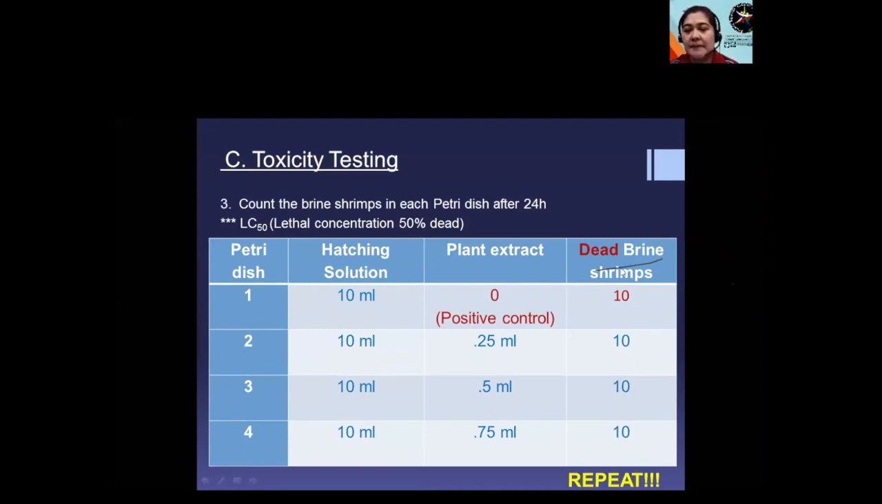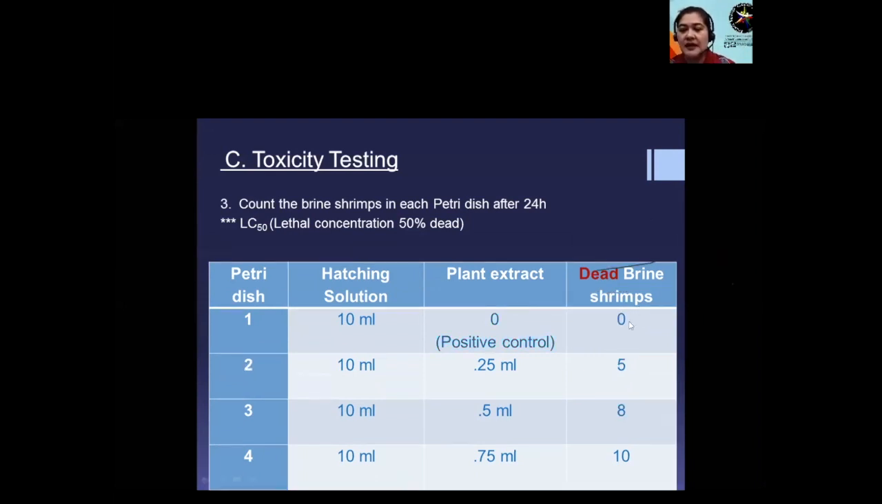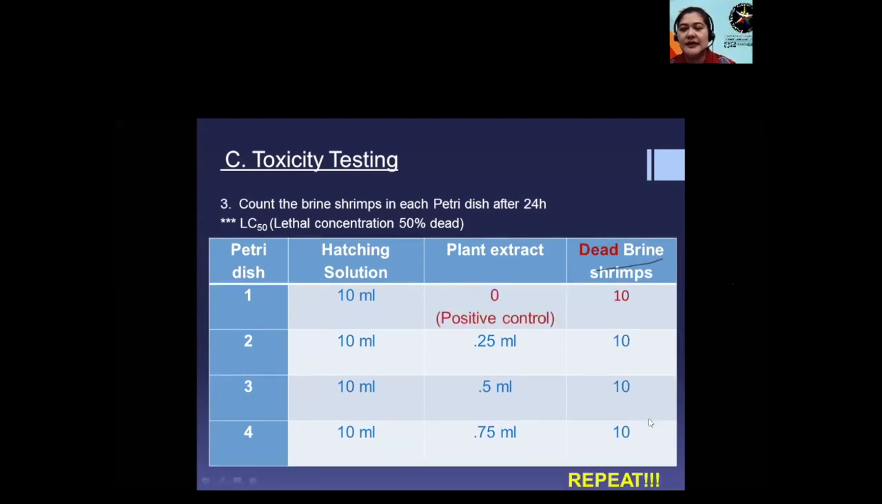Okay? Now, what if you have... Sorry, dito pala dapat yon. Pag ang brine shrimps mo, dead ang 10 dito sa positive control, dito mo siya uulitin. Okay? Pero yung kanina, since walang dead, tama yung results natin. Okay? Sorry.